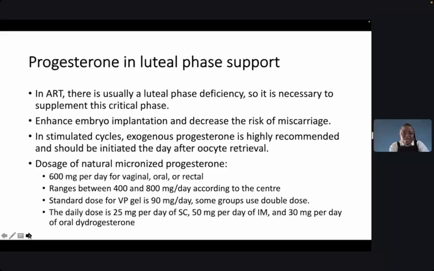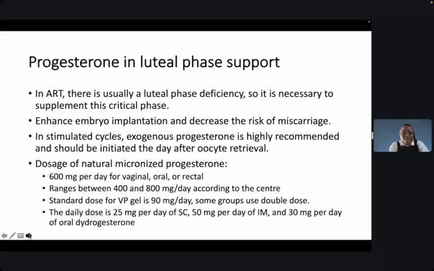In patients who are stimulated, exogenous progesterone is highly recommended, and it should be initiated a day after the oocyte retrieval. The dosages for this natural micronized progesterone are quite higher than what we see when we see these patients during pregnancy.